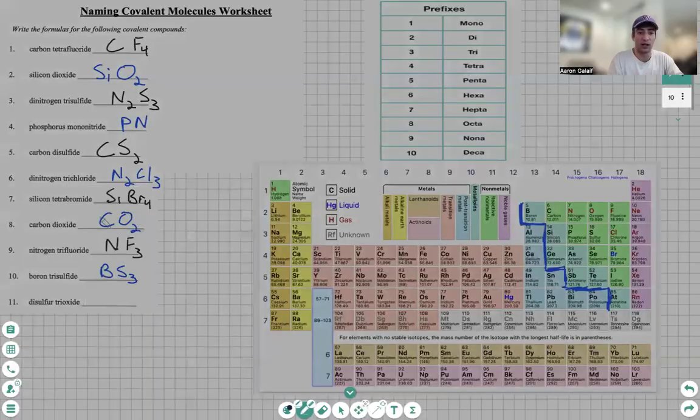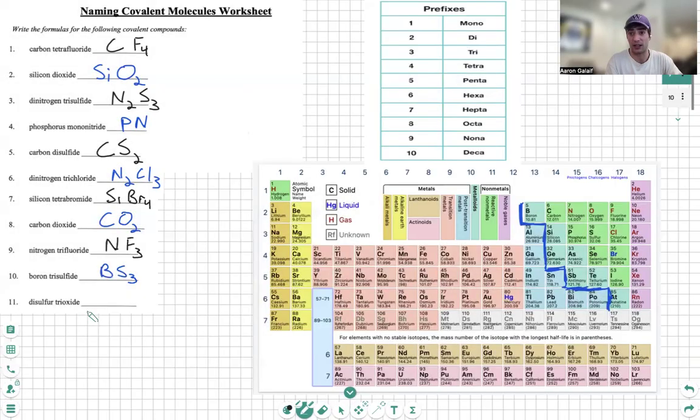Last one, disulfur trioxide. Our first term has a prefix. So we're going to write sulfur and two of them for the di. And then trioxide means we get three oxygens. So that is how we write names to formulas when we're doing covalent bonds.